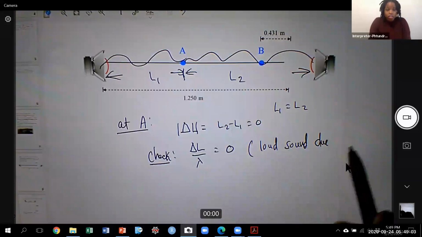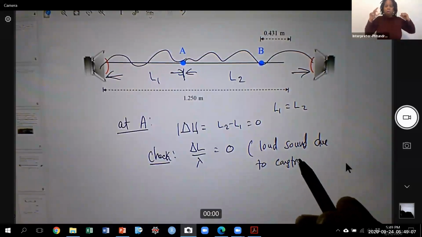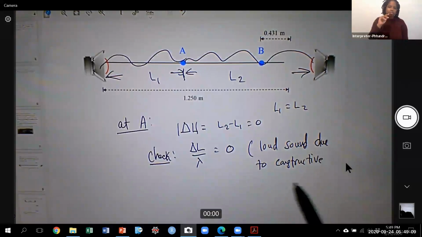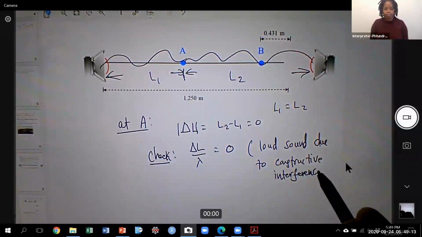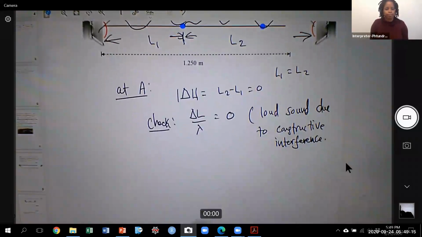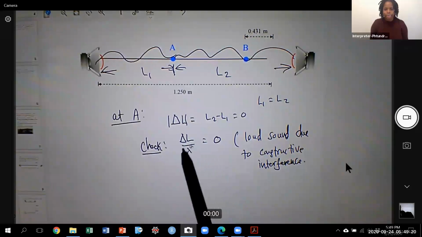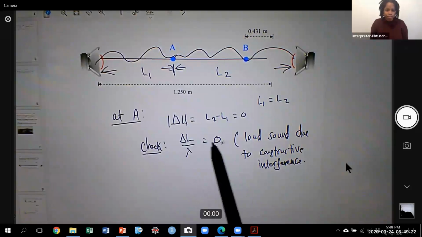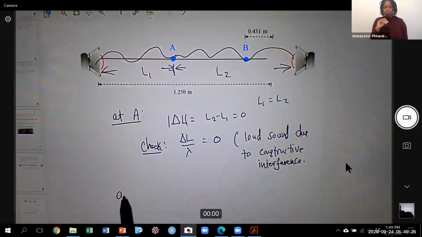If you stand here, you will hear a loud sound due to the constructive interference. Okay, it's a loud sound spot, right? So you don't need to calculate lambda, because no matter what lambda is, it will always be constructive, because it will always be 0. Okay, at B.